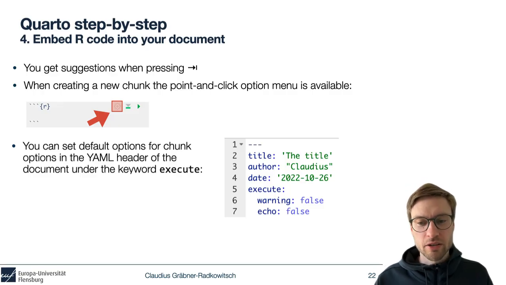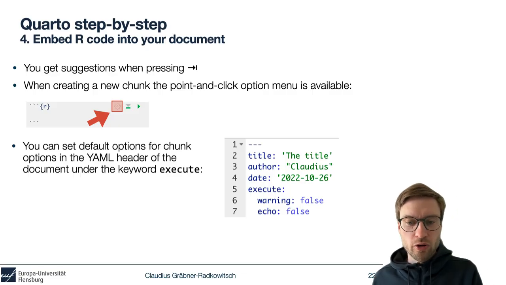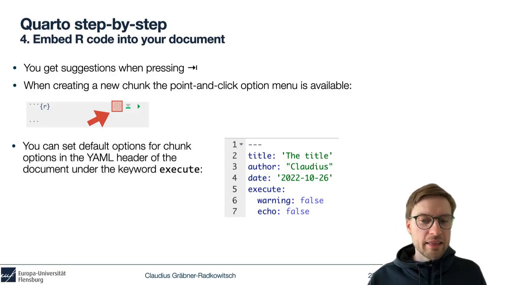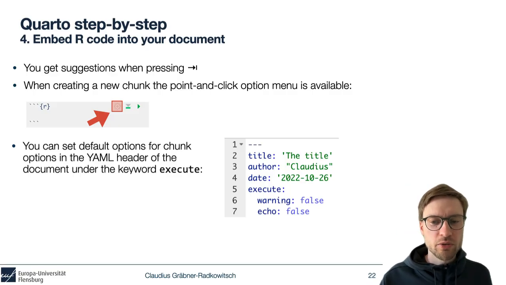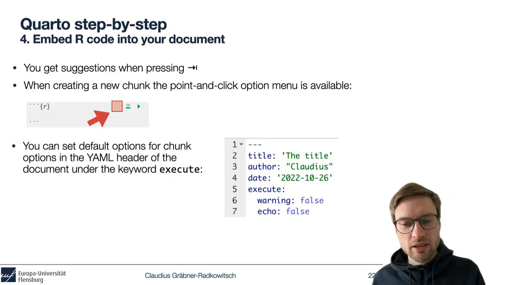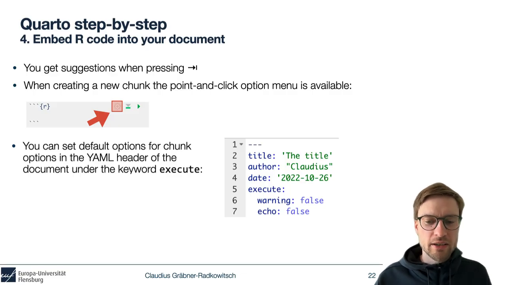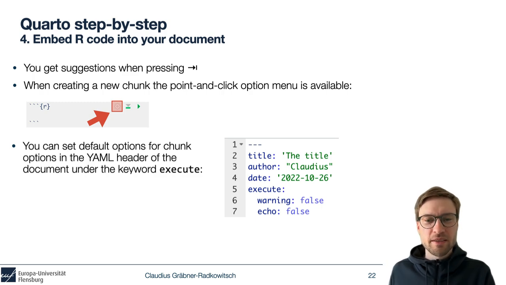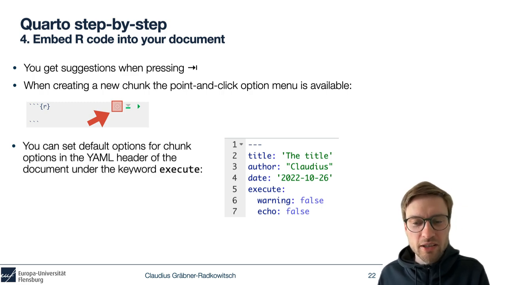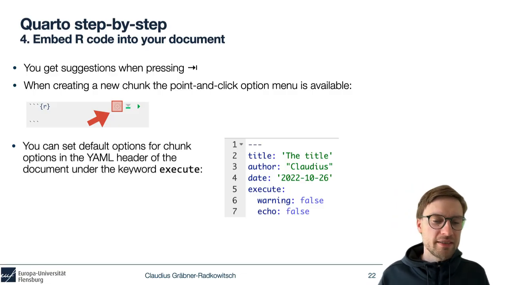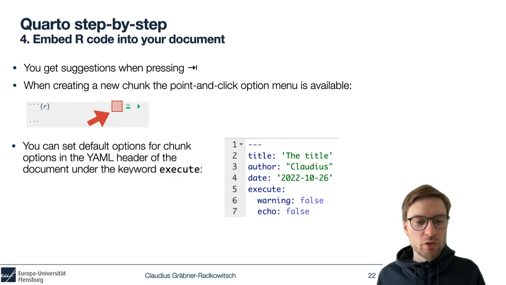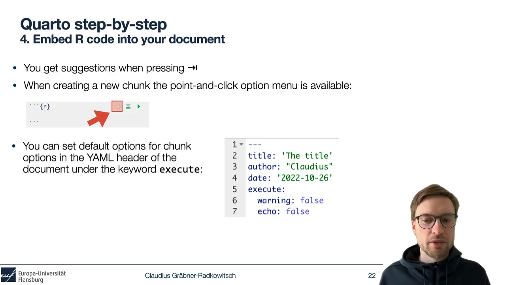So in this example, there are two chunk options, namely the chunk option warning and the chunk option echo. The chunk option warning is set to false by default, and the chunk option echo is also set to false by default. That doesn't mean that every chunk within this document really needs to have echo false and warning false. It's just if you don't write something specific to a particular chunk, you will use the default options. And this is often very useful because often you write something and you don't want code to be shown in the final document by default.